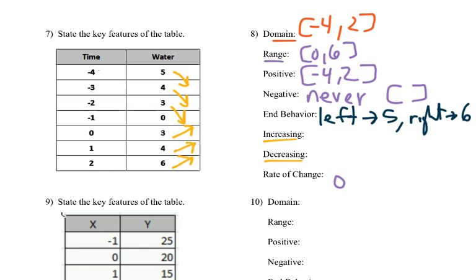But remember, we're using the x values to judge. So I would go, it's decreasing from -4 to -1, meaning it's increasing from -1 to 2. Okay?